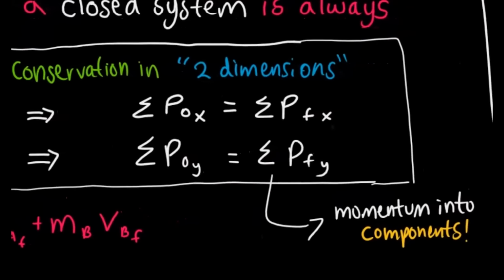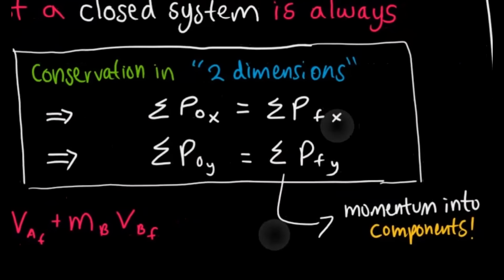Now, sometimes momentum is not always conserved in both directions. So you want to break up momentum into its components, like we've seen in the other units, right? Just because momentum might be conserved in the x direction doesn't necessarily mean it's conserved in the y direction. So that's just something to be careful of.